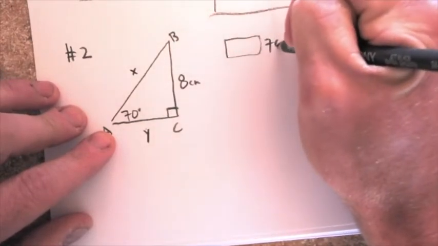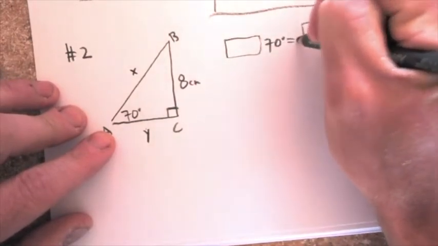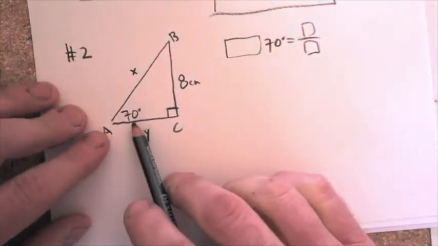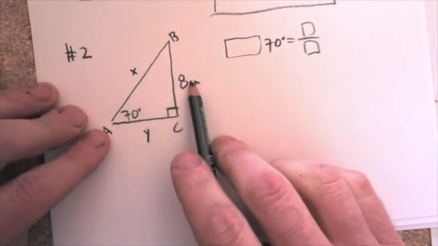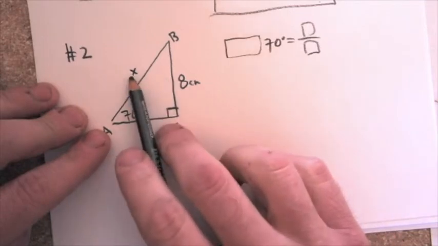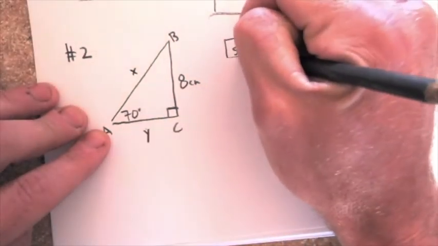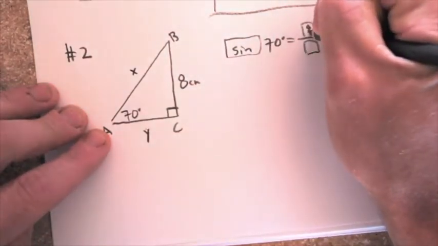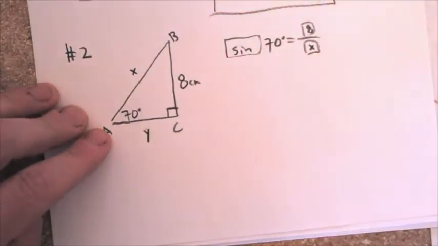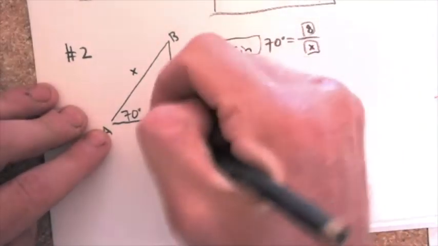We're going to go up to 70 degrees. To find x, I'm dealing with opposite. The 8, I know. Hypotenuse is the one I'm looking for. So again, opposite and hypotenuse is sine. This time 8 is in the top, x is in the bottom. Look up sine 70. I get 0.9397.